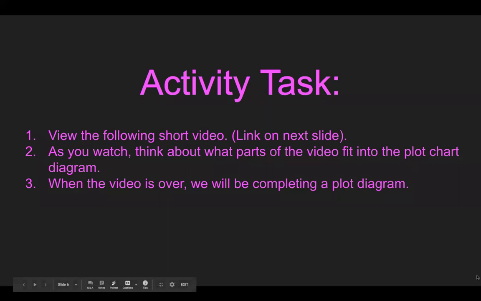So I'm going to show you a short video again. And as you watch, I want you to start thinking about what pieces of the video fit into the exposition, what pieces of the video fit into the rising action, what pieces of the video would be considered the climax, what pieces of the video would be the falling action, and how is this resolved, okay? When this is over, I'm going to ask you to take some time and think about that, and then I'm going to show you how it unfolds.